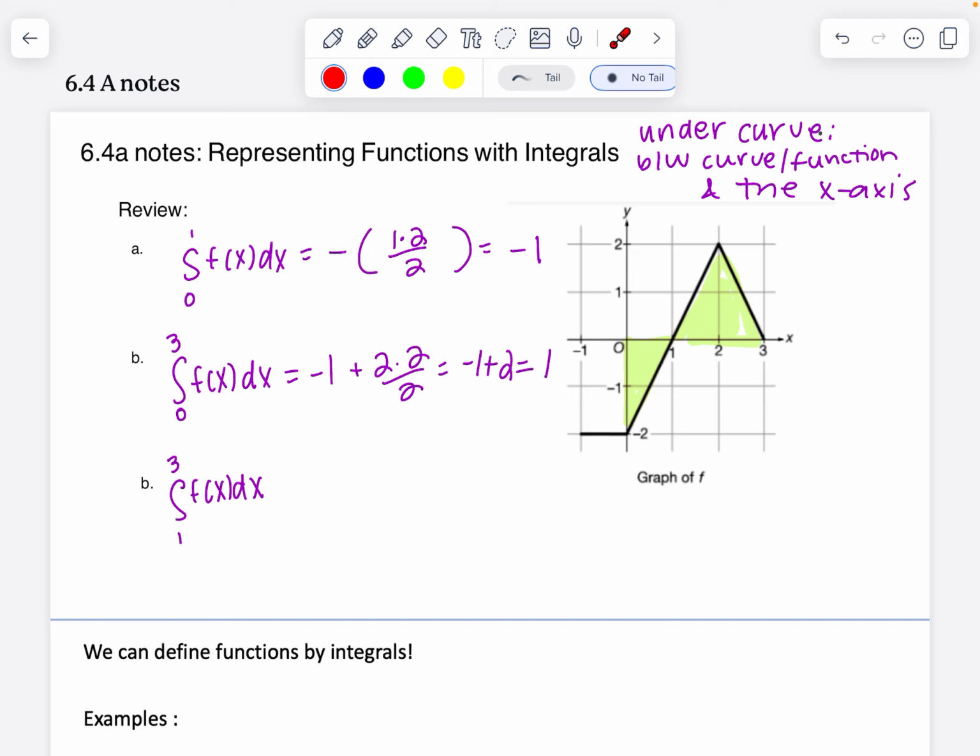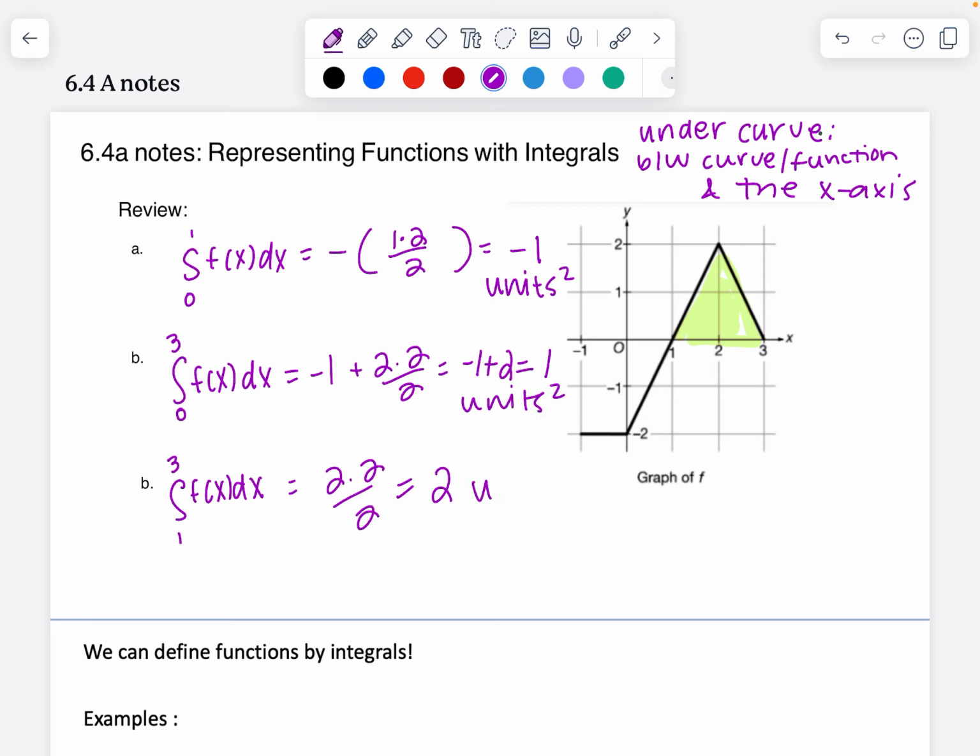Finally, we have 1 to 3, so that's just this section, and we just did this work already. It's just the area of this, so it would be 2 times 2 divided by 2, which equals 2. And for all of these, you can add your units squared. This isn't really mandatory anymore, but you kind of stop writing that eventually as you get through these more integral problems.